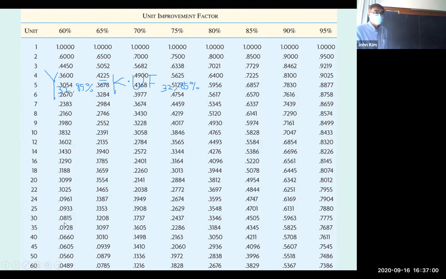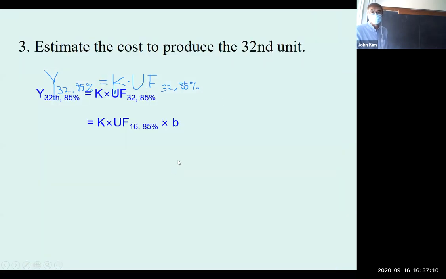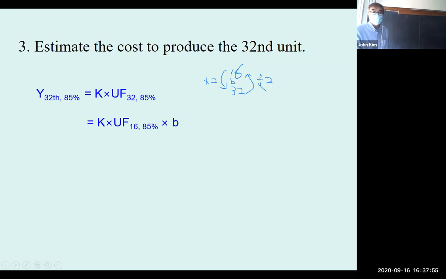Try to find the 30-second, but we cannot find it. In that case, there are two ways. From the arithmetic learning curve concept, if you cannot find the 30-second, then try dividing by 2, because times 2, then times b. So if you can find half of that unit factor, then multiply by b.